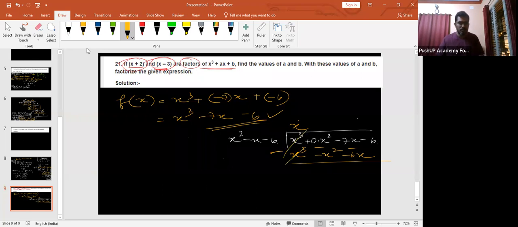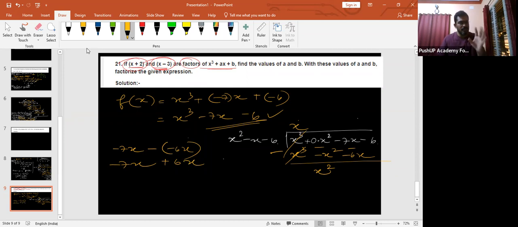X cube and minus x cube cancel. 0x square minus of minus x square gives me positive x square. Minus 7x minus of minus 6x is positive 6x. Minus 7x plus 6x is what? Minus x, right? So here I am getting minus x.